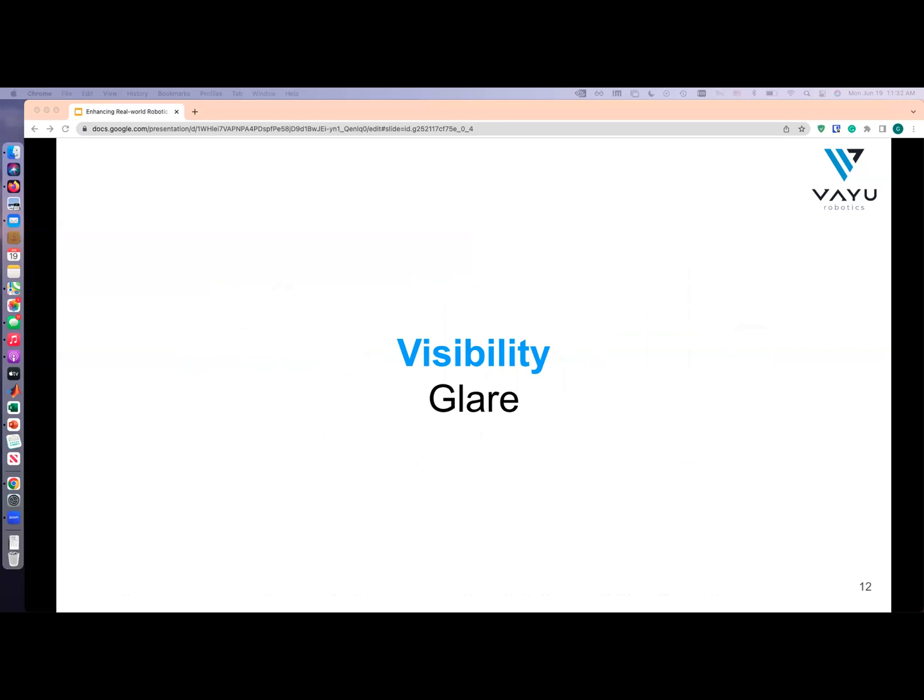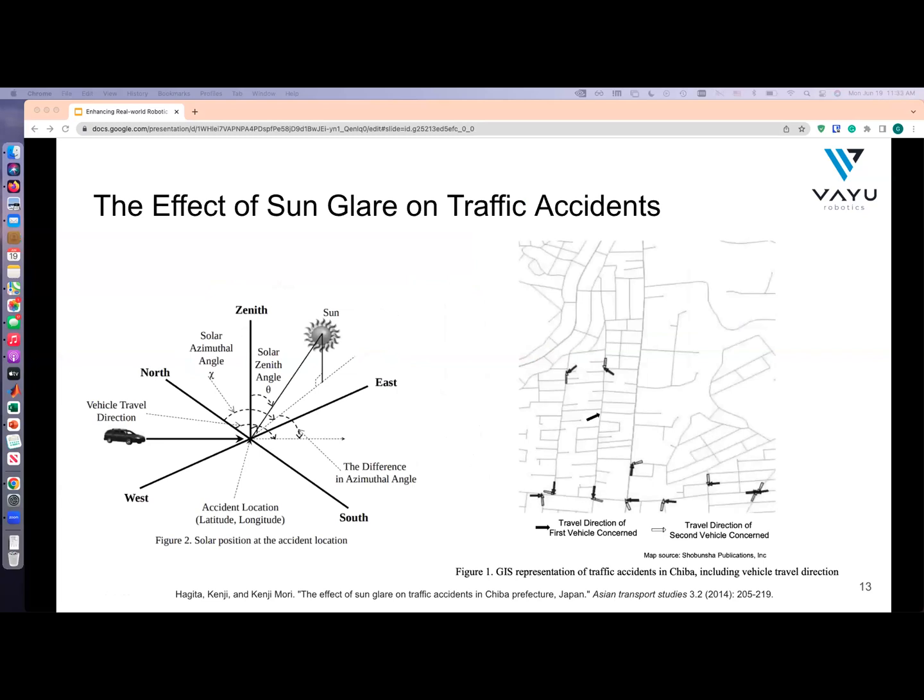Okay, now let's move on to our second category, enhancing visibility using polarization-based vision. Let's first look at glare. Mitigating glare is a very important topic because studies have shown that there's a correlation between glare and traffic accidents. In a 2014 work, the authors studied more than 100,000 accidents in conjunction with the vehicle heading angle with respect to the sun in Chiba Prefecture in Japan.